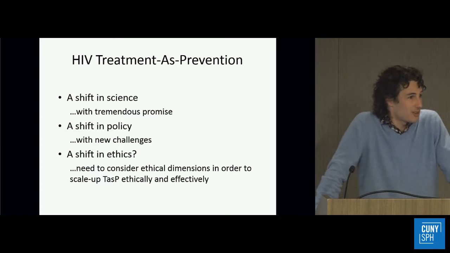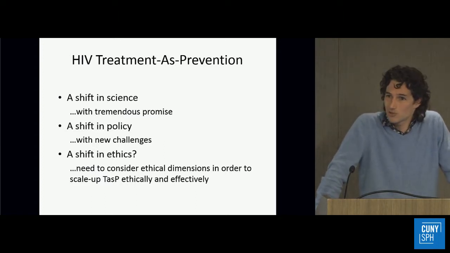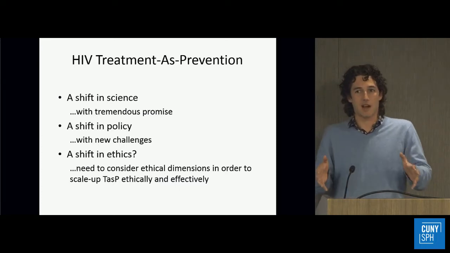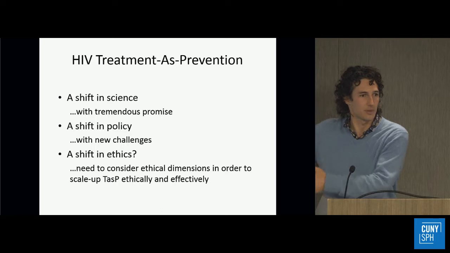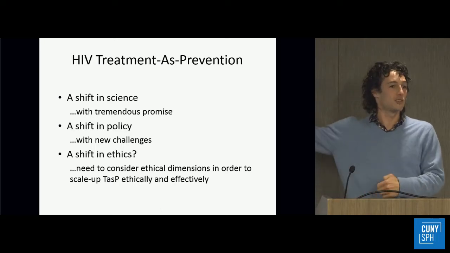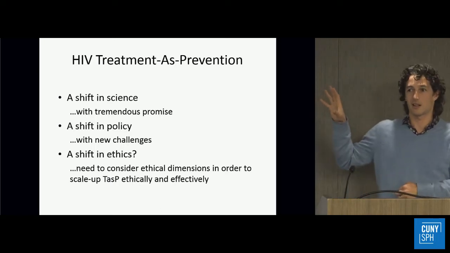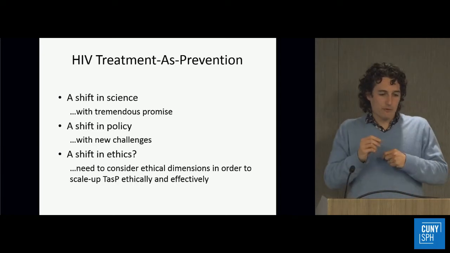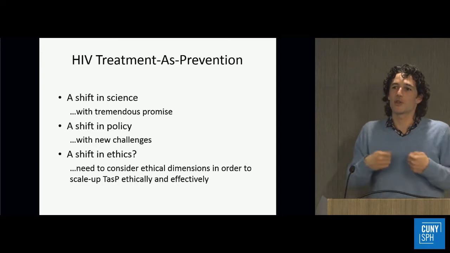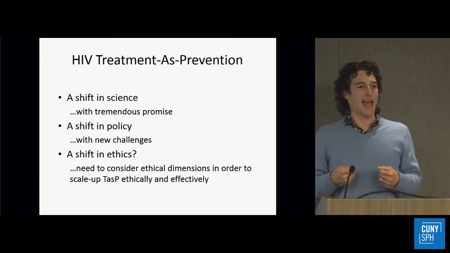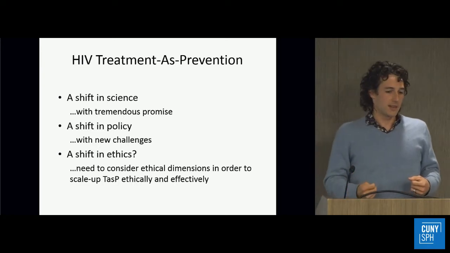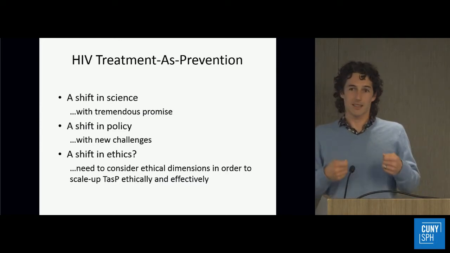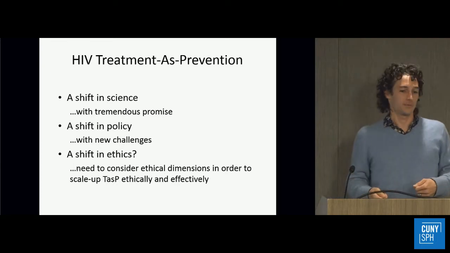There's also a shift in policy. UNAIDS is setting targets, WHO is changing guidelines, and countries are pursuing this. This is the strategy that's going to get us there, plus PrEP and circumcision and stuff like that, but really those are footnotes to the dominant strategy, which is ART scale-up. But I think we haven't fully considered the ethical dimensions of what we're trying to do with TASP, and we need to do that in order to scale up TASP both ethically and effectively.